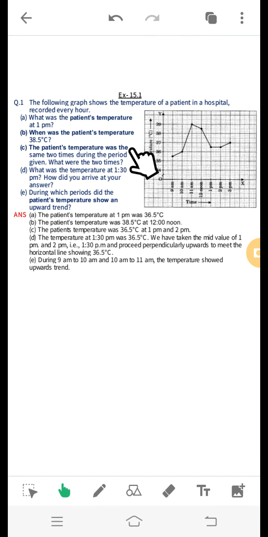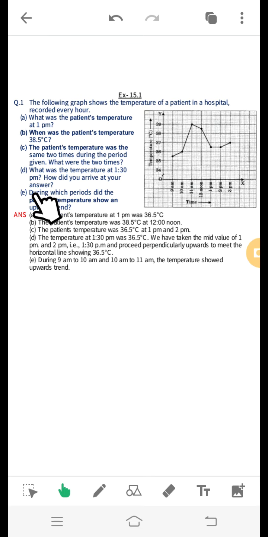See, the patient temperature was the same 2 times during the period given. What were the 2 times? We have to check here the straight line, that is 1 p.m. and 2 p.m. The patient temperature was 36.5 degrees Celsius at 1 p.m. and 2 p.m.